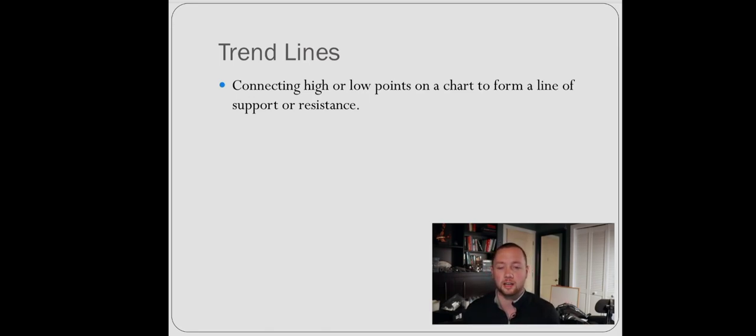What do I mean by that? I mean literally drawing a line on the chart to establish where the price has support. And by support, I mean it's not going to drop below X amount. By resistance, I mean it's not going to go above X amount. So let's see what that actually looks like in practice.